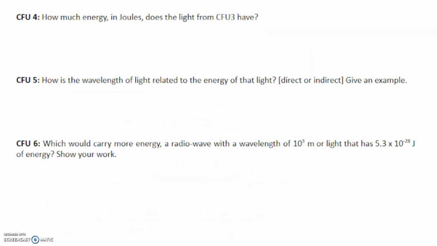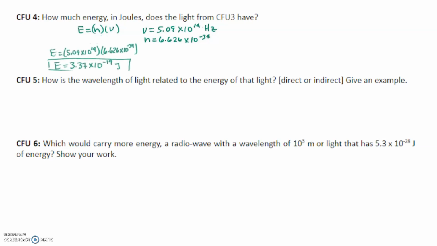Okay, now you're going to try these CFUs, 4, 5, and 6. Pause the video, and when you press play again, the answer will be revealed. So for CFU4, they're asking how much energy in joules does the light from CFU3 have? And for that, we need to know the frequency, and we have Planck's constant. So we plug in the frequency from CFU3 into the E equals h nu equation, and we get the answer is 3.37 times 10 to the negative 19 joules.